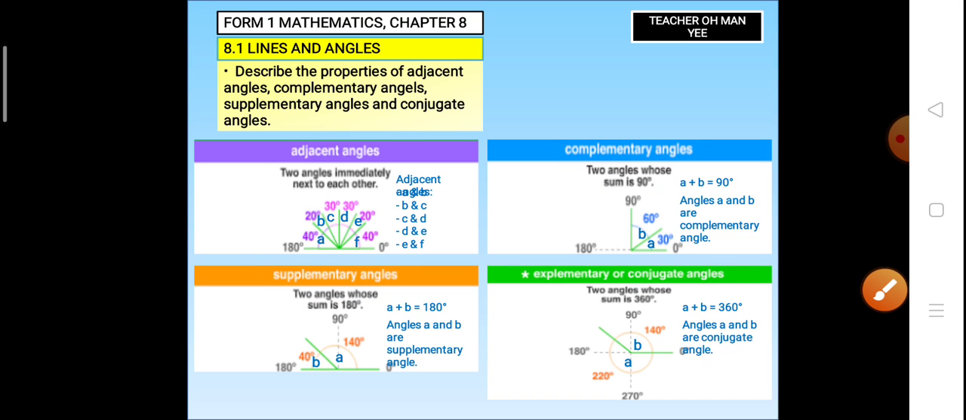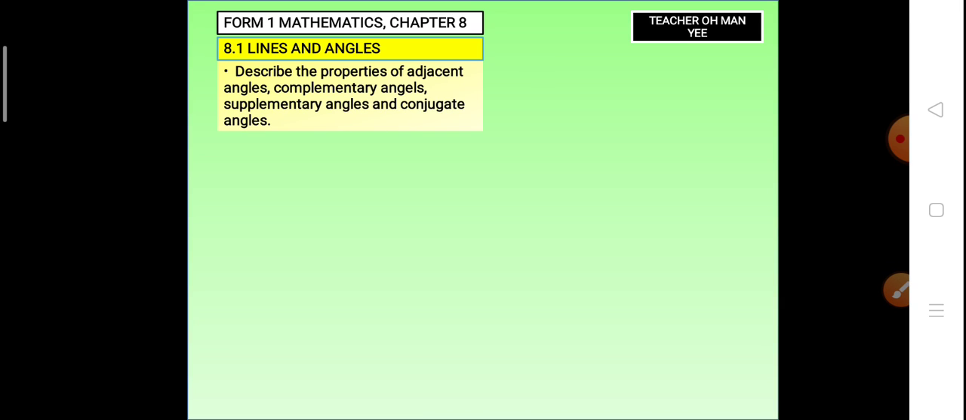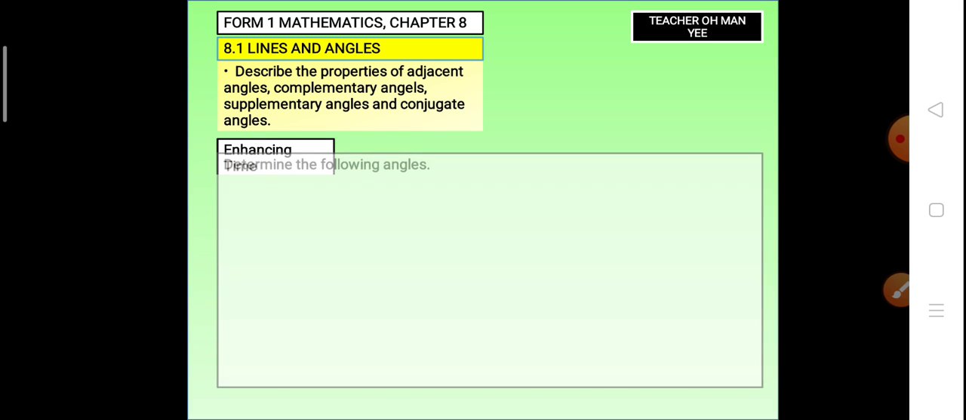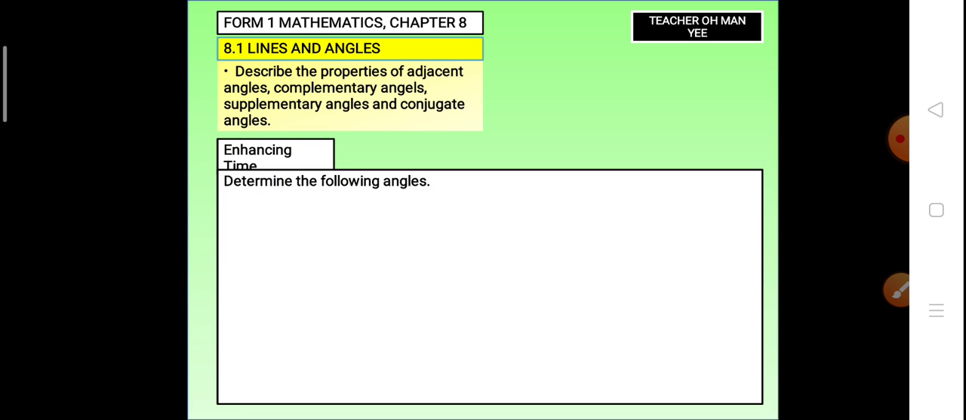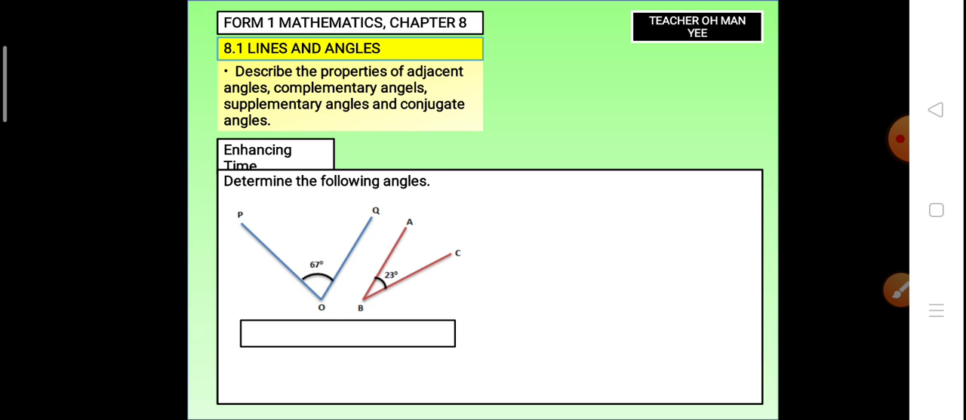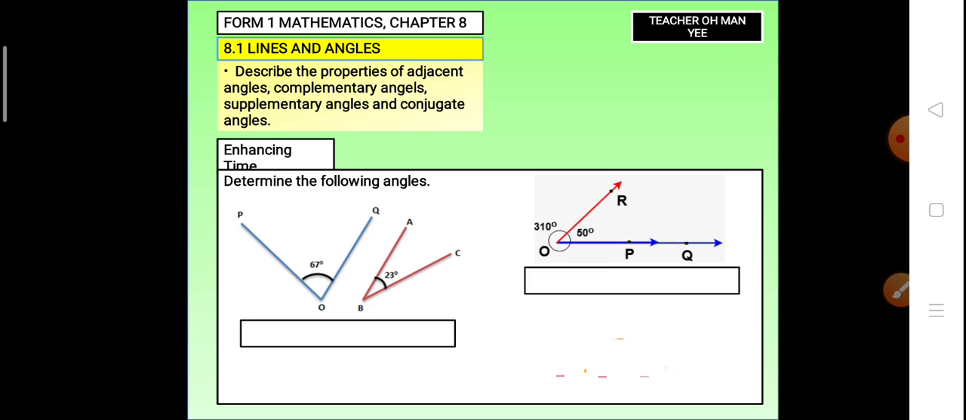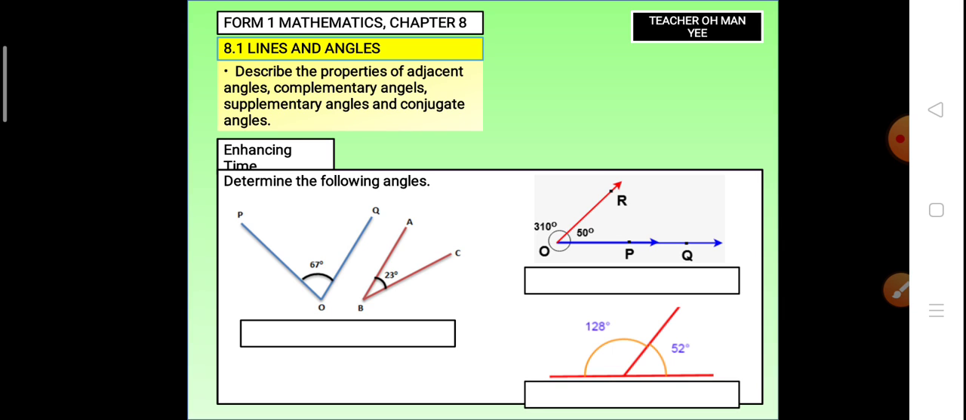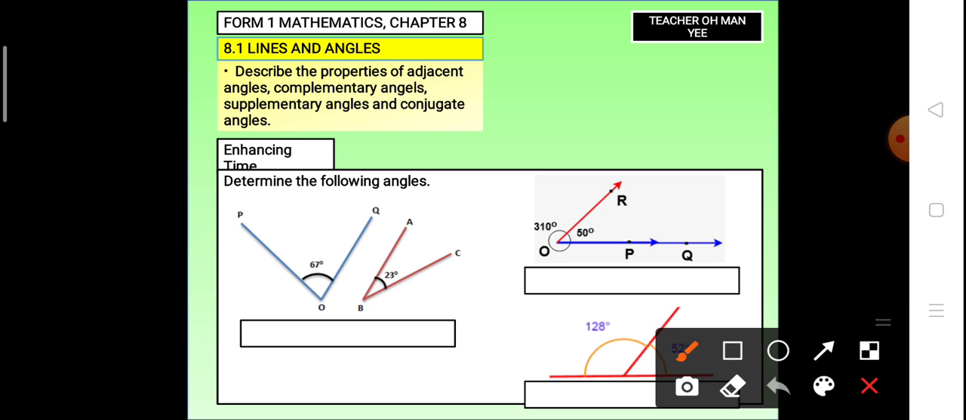Okay, here we're going to the last practice for this objective. We have the question. Determine the following angles. So class, we have been given three diagrams. So how can we determine them? We look at the first pair. The first pair, we have 67 and 23.